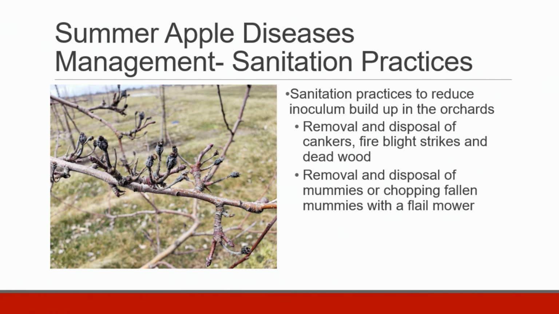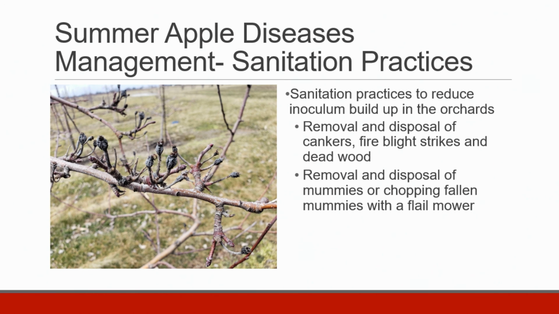For fruit rots, sanitation practices that reduce inoculum levels should be implemented. For organic producers, sanitation practices are the primary means of control of summer fruit rots. Cankers, dead branches, twigs, and fire blight strikes serve as inoculum sources and should be pruned out, and the dead wood should be burned or put in the trash. Cankers should be cut out at least 15 inches below the basal end of the canker.